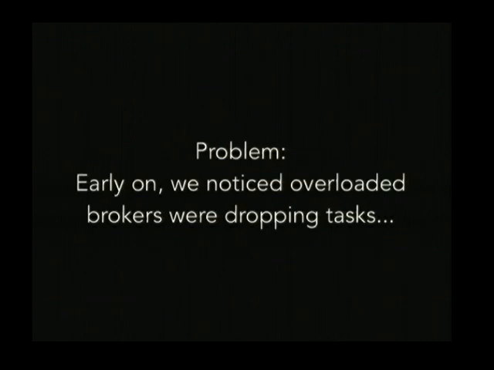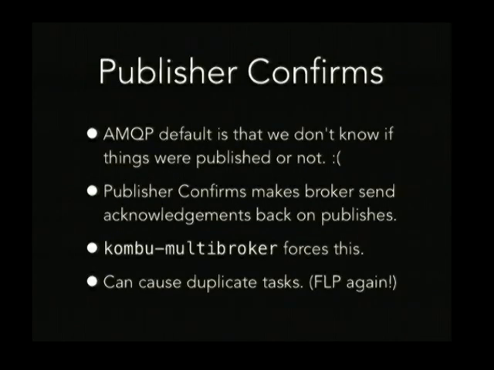The other thing is, early on, we noticed overloaded brokers were dropping tasks, which sucks, as you might imagine. We didn't understand why. The reason is that you really need to turn on publisher confirms mode. By default, AMQP, which is the protocol that Rabbit uses to talk to the clients, publishers, and consumers, doesn't actually give you an acknowledgement when you send it a task. You actually have to ask for that. There are various reasons for that. This kind of hurts performance a little bit, I think something like 25 to 50%, depending on what you're doing.